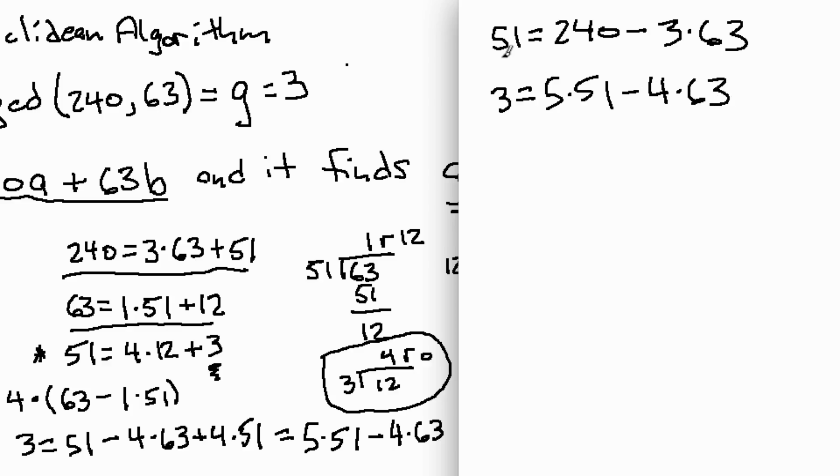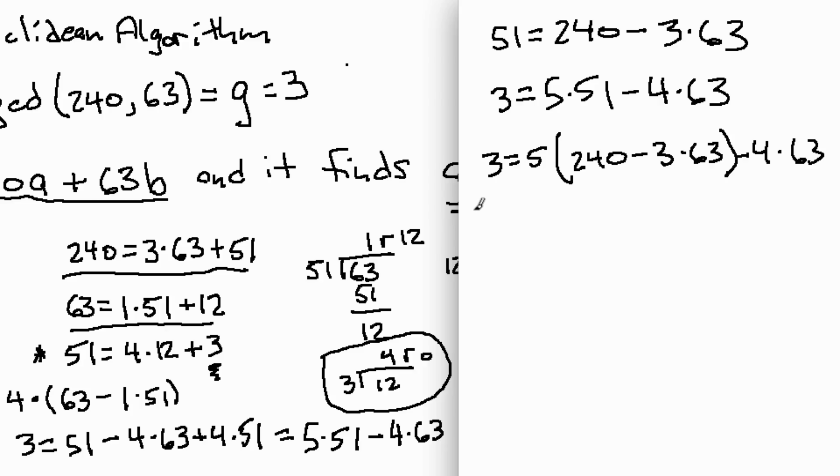So what I'm going to do is substitute this expression for 51 in here, and I get that 3 is equal to 5 times 240 minus 3 times 63, and then I have minus 4 times 63. And we're almost done. We just need to simplify everything.